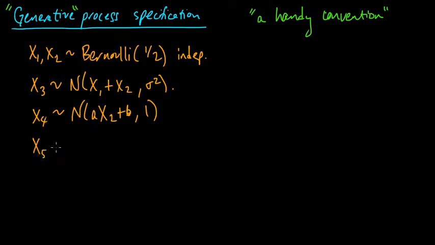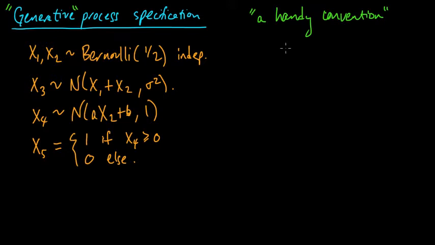And then x5, let's do one more. Let's say x5 is equal to 1 if x4 is greater or equal to 0. I'm just making stuff up. This is just totally arbitrary. The important thing is that at each step, the distribution depends only on the previously defined random variables. Okay, so this would be the generative process specification for a particular distribution.